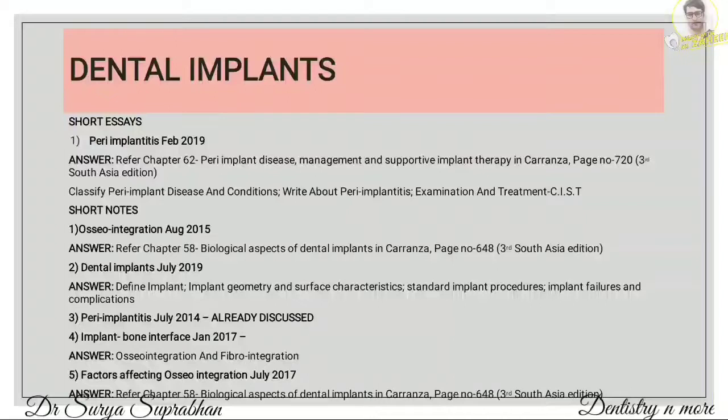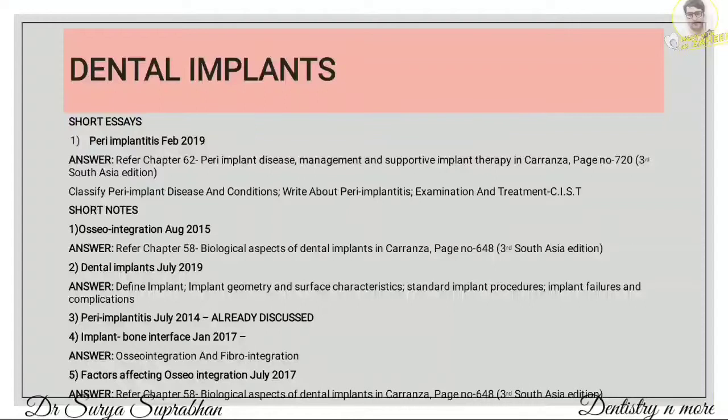Then coming to next one, that is dental implants. For dental implants you have to first define what is implant. You can mention the implant geometry, surface characteristics, then standard implant procedures, and then implant failures and complications. All these headings can be included under this question. Next question is peri-implantitis, I have already discussed. Then coming to next question, that is implant bone interface.